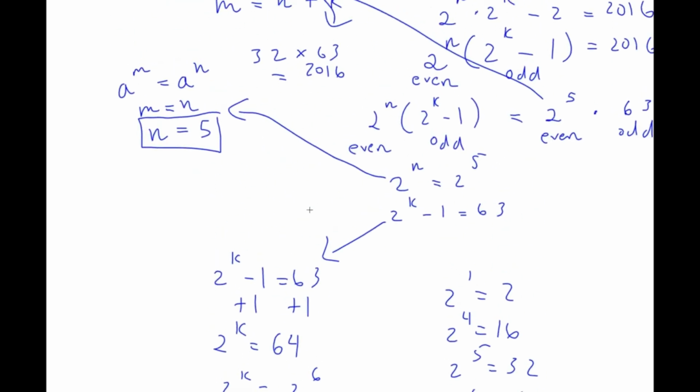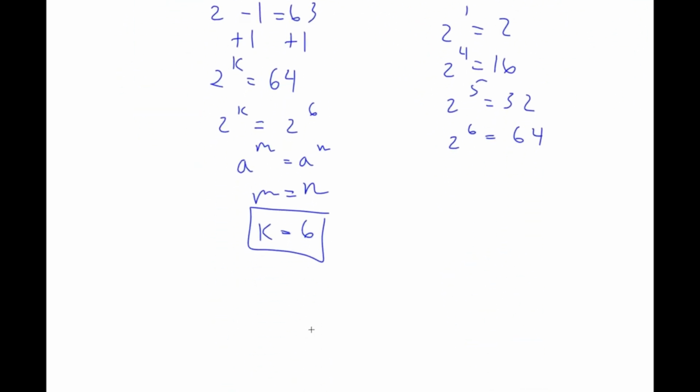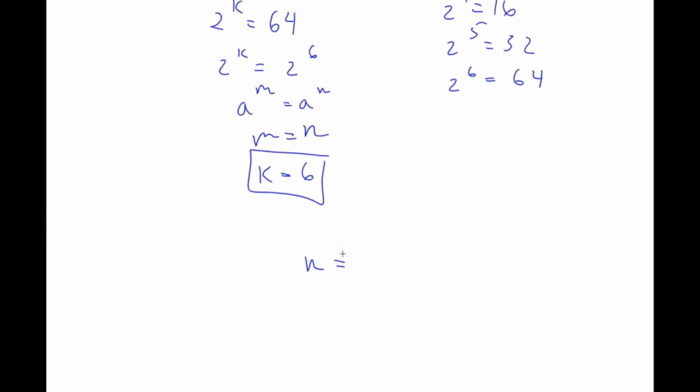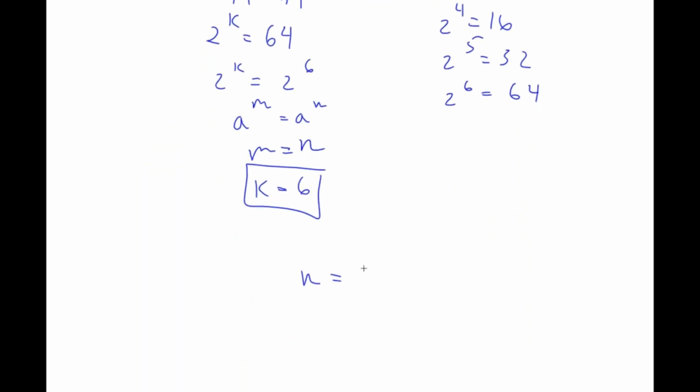So now we have our value for n and our value for k. We know that n is equal to 5 and k is equal to 6. However, remember, our original equation was 2 to the power of m minus 2 to the power of n is equal to 2016. So far, we've found our value for n, however, we did not find our value for m.